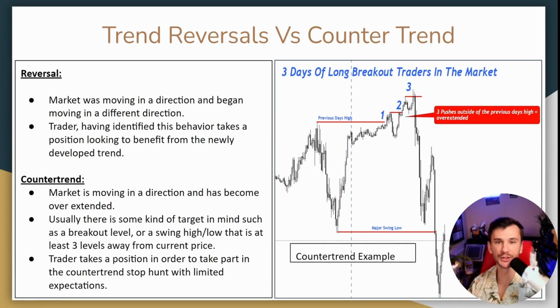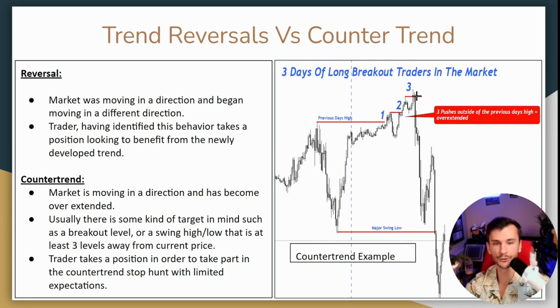Another very important distinction to make is the difference between reversals and counter trending the market, because they're two very different things. For counter trend, I am looking for different characteristics and different specific details that would allow me to search for this trade. Some of those details can be 3 levels outside of a consolidation. That could have been an overextended market where we have a major swing low in place, and then they put 3 pushes outside of a consolidation. It could be 3 sessions of rise outside of the previous day's high or the previous day's low. Any of those things would allow me to look for a counter trend trade.